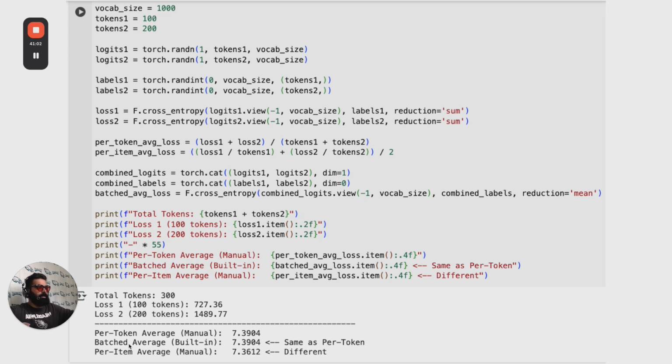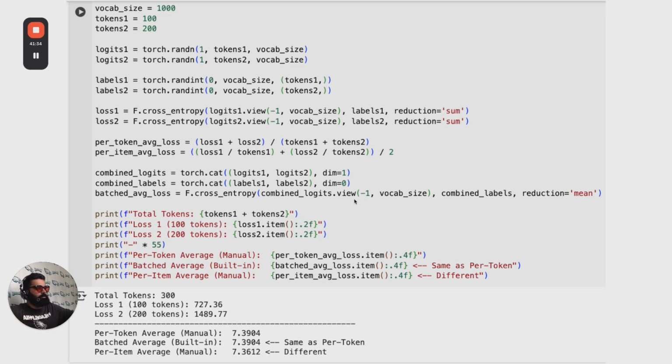And that's really the main signal that we want to see here: that gradient accumulation is handled the same way whether the items are individually processed, as is the case with the per token average loss, with two separate forward passes and two separate loss calculations, versus the batched average, which is the built-in approach that calculates mean loss with one forward pass with both batches. So we want gradient accumulation.